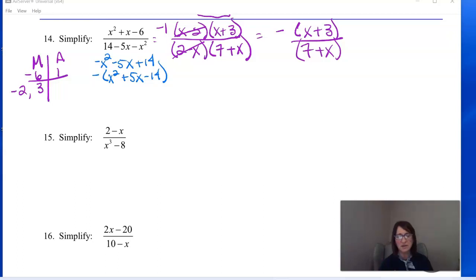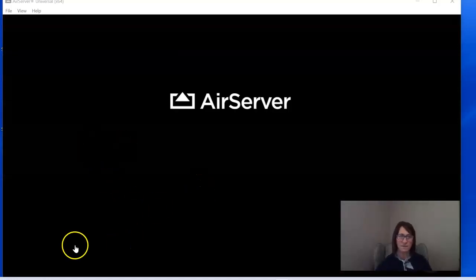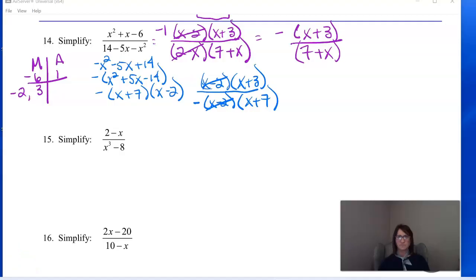So you could see where if you had that, in the numerator it would be x minus 2, x plus 3, and in the denominator you'd have a negative, x minus 2, and then the x plus 7. So the x minus 2's cancel, and your final answer would be x plus 3 over x plus 7, and then you've got this negative that we can just put outside of that rational expression.